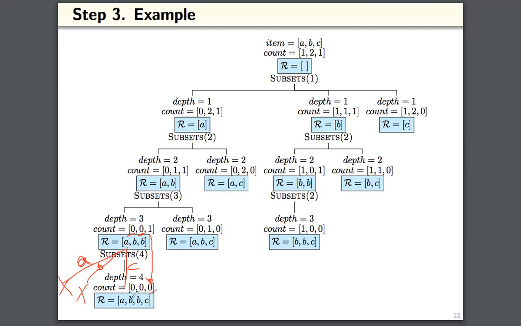At this point, what happens? If you go to the next level, depth is equal to 5. You cannot add anything. It will automatically return. Or if depth is greater than the max size of the subset, then also it will return.